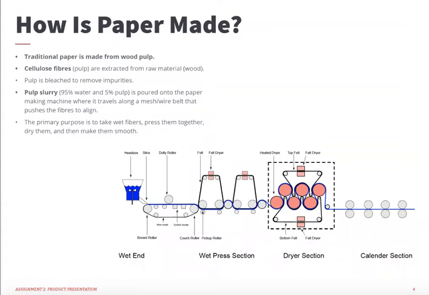Traditionally, paper is made from wood pulp, where the cellulose fibres are extracted from the raw wood. The pulp is then bleached to remove impurities, which results in an improved whiteness to the paper. Next, the pulp is mixed with water to create a slurry of 5% pulp and 95% water to be poured onto the paper making machine, where it quickly travels along a mesh belt. This drying process removes all the water and causes the paper fibres to line up like logs floating down a river. The final process is called calendering, where the paper is then polished by a series of steel rollers before being wound onto reels, which can then be supplied to the printer.